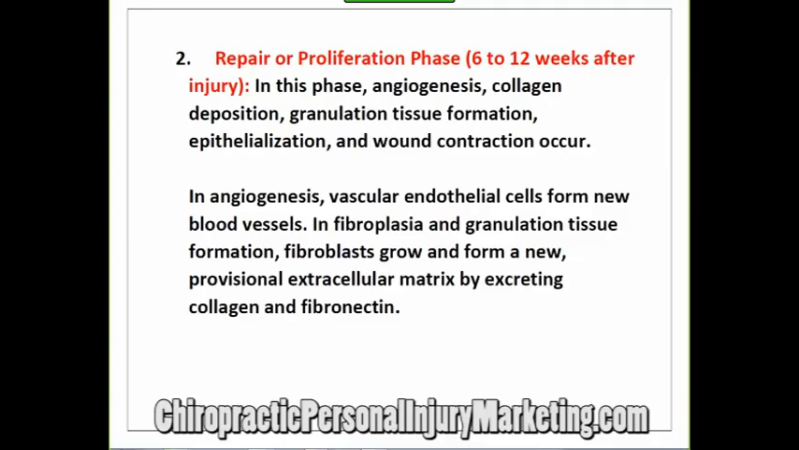Just as a reminder, all of this is leading to the 4 dimensions of an injury, and to substantiating and documenting and thinking about the documentation and treatment protocol for your patient. So the second, the repair or proliferative phase, 6 to 12 weeks after the injury, is the phase in which angiogenesis, collagen deposition, granulation tissue formation, epithelialization, and wound contraction occur. In angiogenesis, vascular endothelial cells form new blood vessels. In fibroplasia and granulation tissue formation, fibroblasts grow and form a new provisional extracellular matrix by excreting collagen and fibronectin.